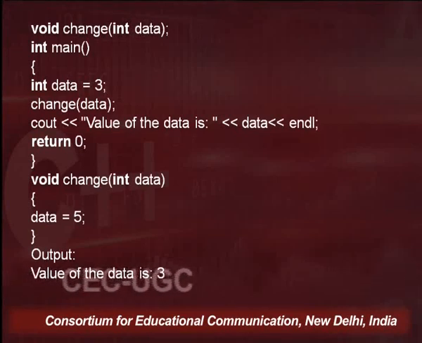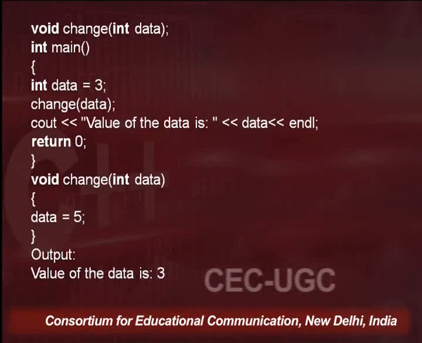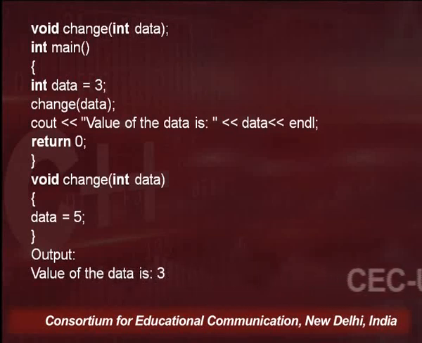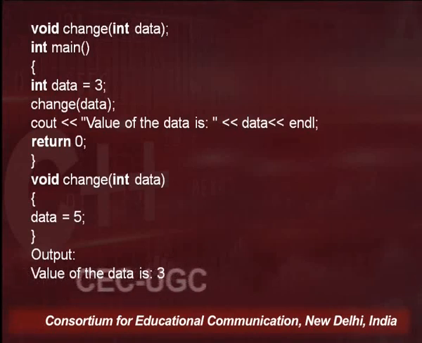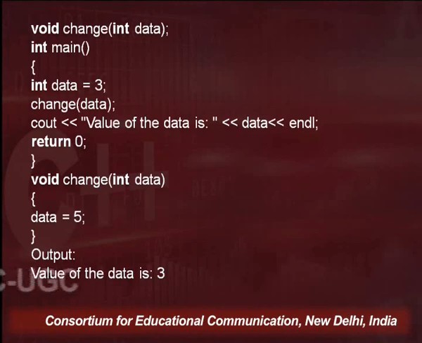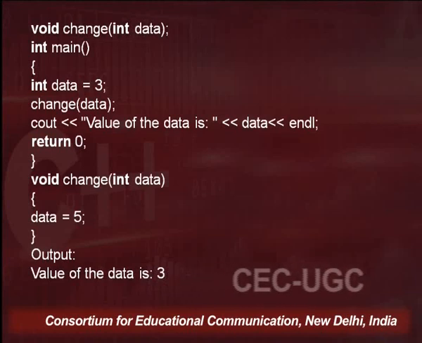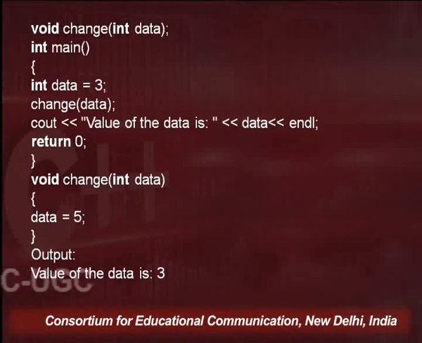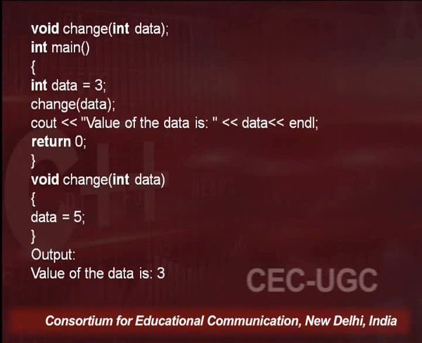This is the data which is being created as a copy when your change function is being called. This is not the original data, or the data which is declared as 3 inside the main function. This is the copy of the data. So that copy of the data is being given the value 5, and your function ends. When your function ends, as there is no return type, only control is transferred back to the main function.